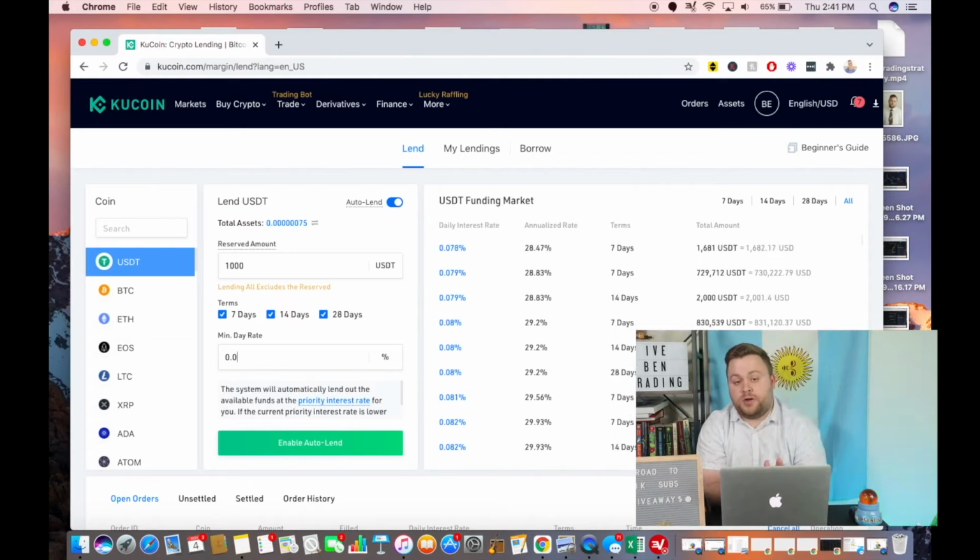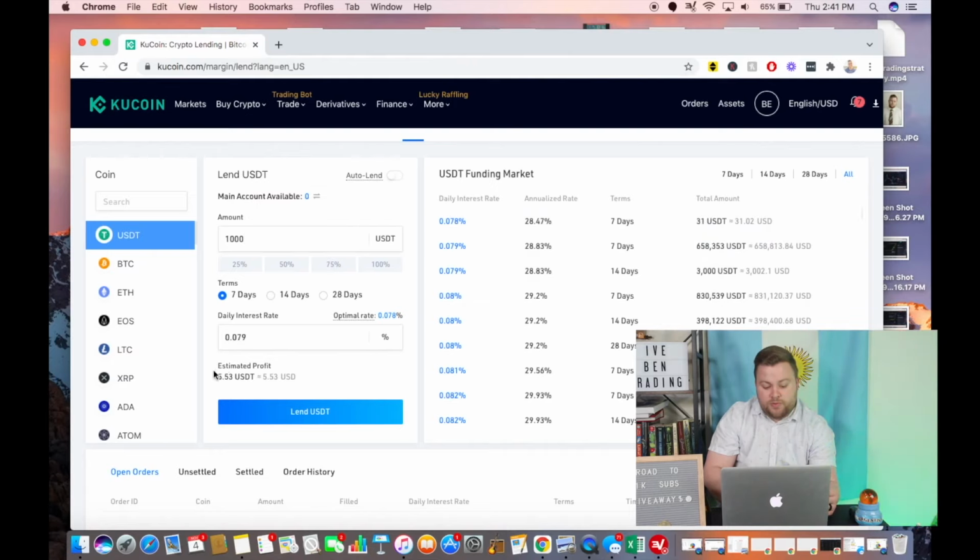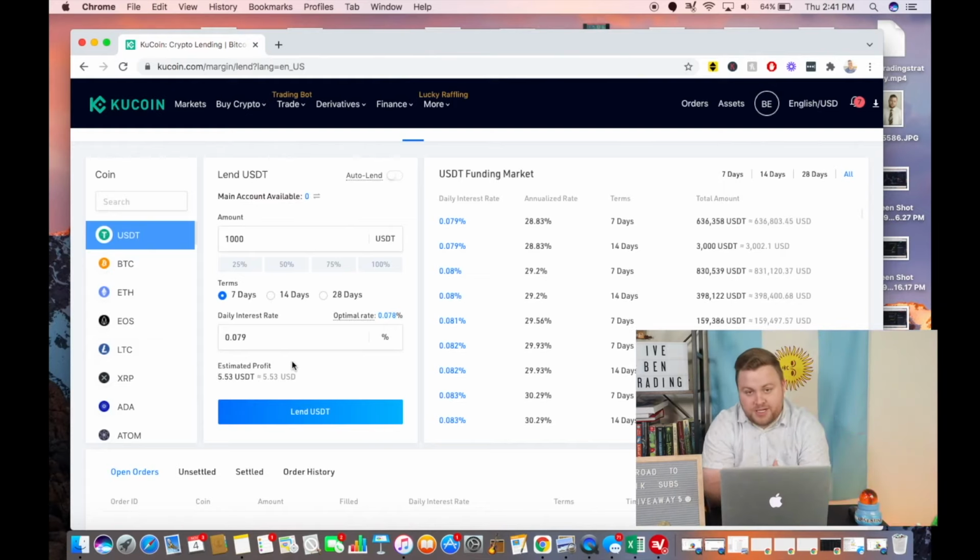When you lend your crypto or your USDT, you're basically giving someone else access to it for that period of time. They can use it to margin trade or whatever they want, and then they'll pay you back with additional interest. You can also see, if you were going to put in 1,000, what your return would be. Let's just say if you clicked this, you would make about $5 in 7 days from that interest. Now, moving on to my favorite subject, trading.